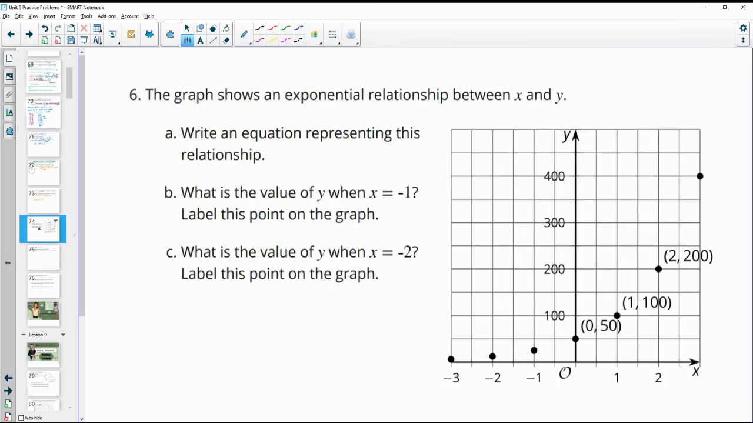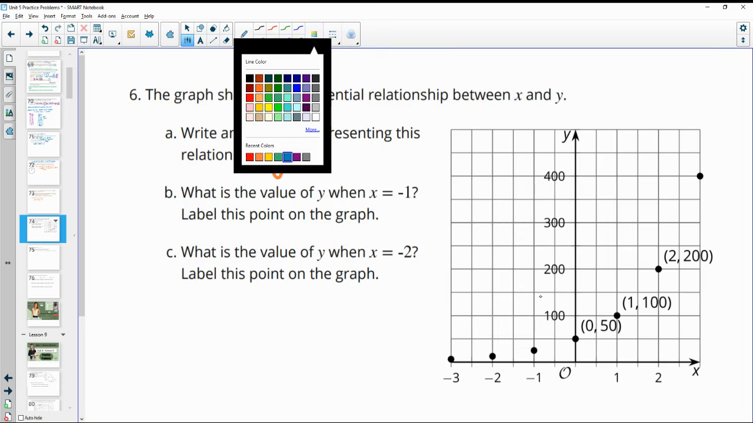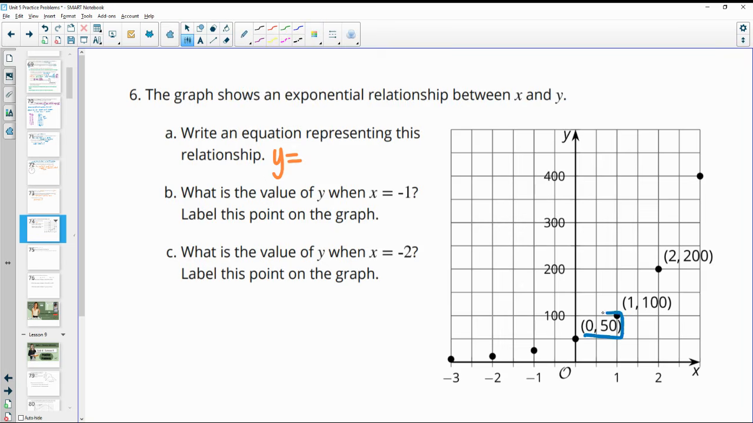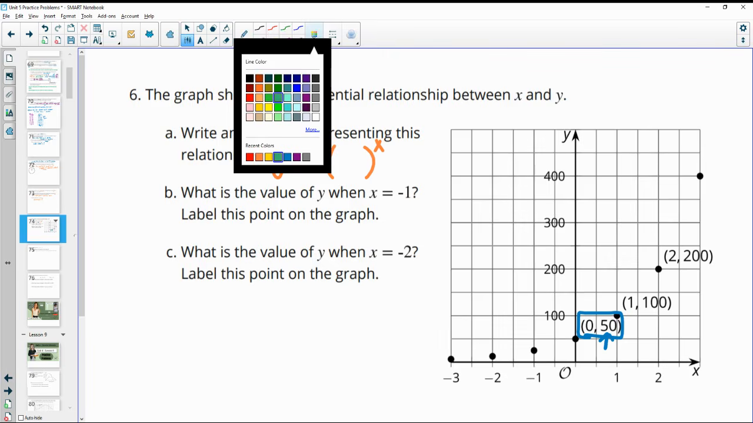Number 6, the graph shows an exponential relationship between x and y. Write an equation representing this relationship. So remember that we're going to need, in this case, x and y. So we'll say y equals, we need the initial value. So we need our initial amount, which happens at x equals 0. The output is our initial value. So that's 50. Then we need to multiply it by the growth factor, and then that'll be raised to the x power.